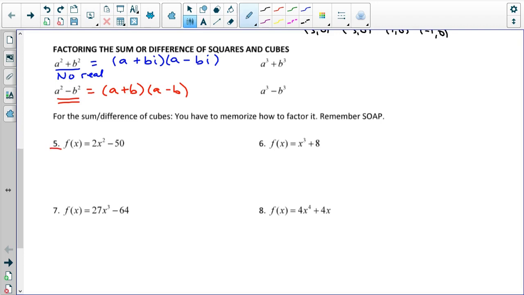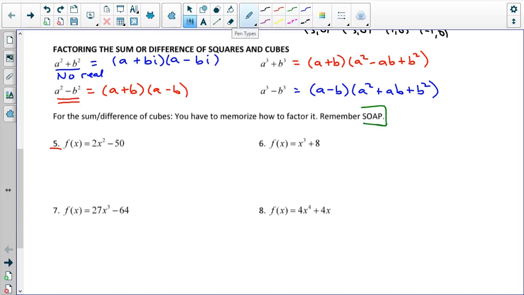And then a cubed plus b cubed and a cubed minus b cubed, I'm going to have to memorize these. A plus b times a squared minus ab plus b squared. And then for a cubed minus b cubed, I get a minus b, a squared plus ab plus b squared.